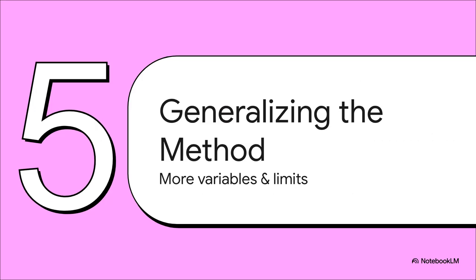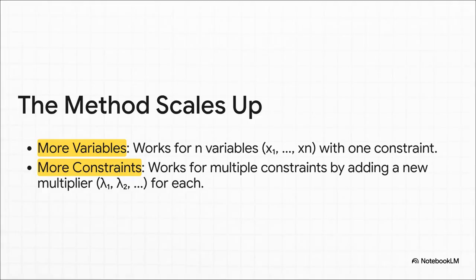But here's where the Lagrange method goes from a neat trick to an absolute powerhouse. It's all about how well it scales up to handle much more complex, real-world problems. The amazing thing is, the logic we just walked through, it works whether you have 2 variables or 2,000. And what if you have more than one constraint, like a budget and a time limit? No sweat. You just add a new Lagrange multiplier for every single constraint you have. The system of equations gets bigger, sure, but the fundamental method stays exactly the same.